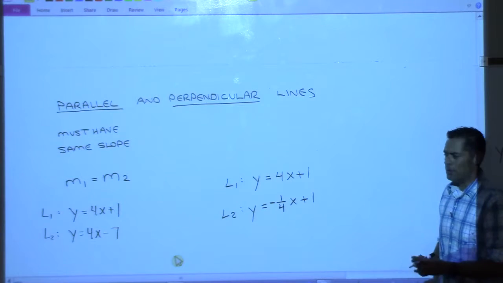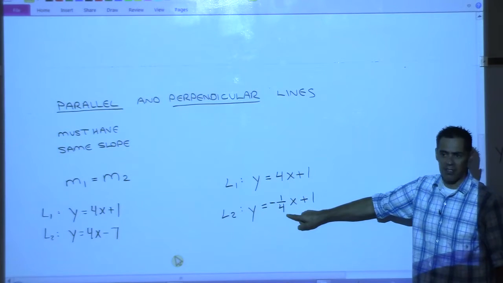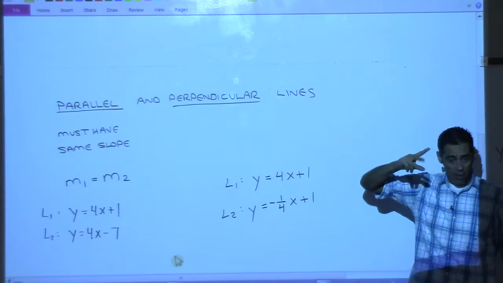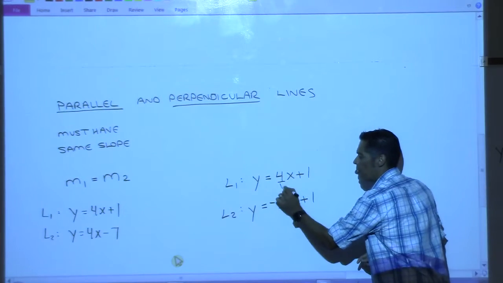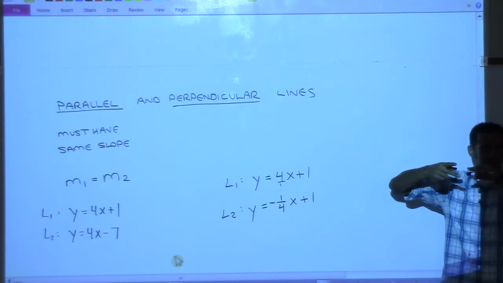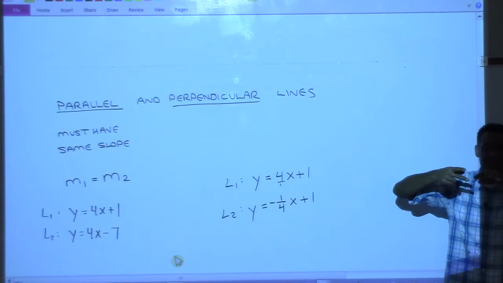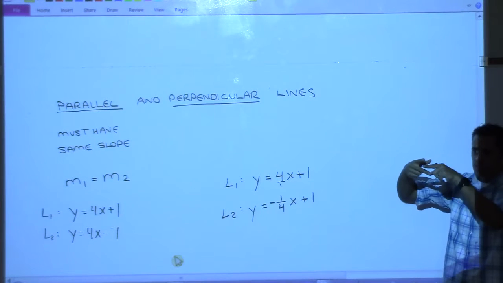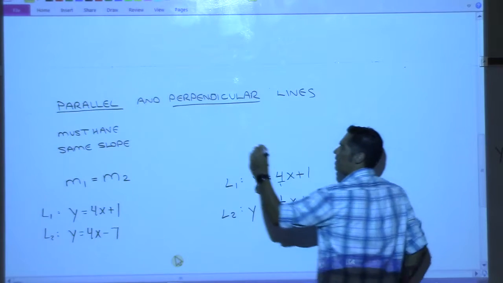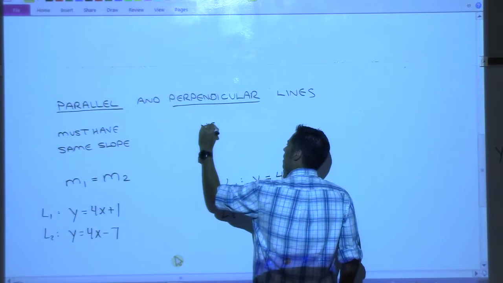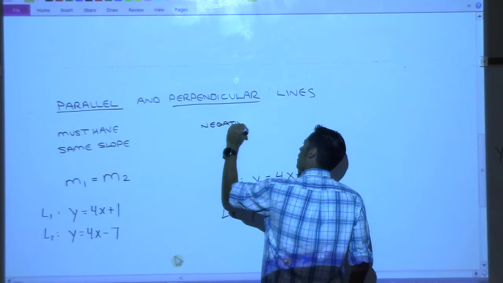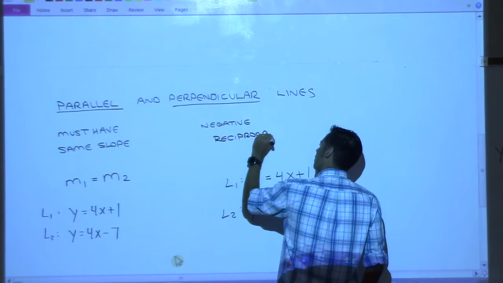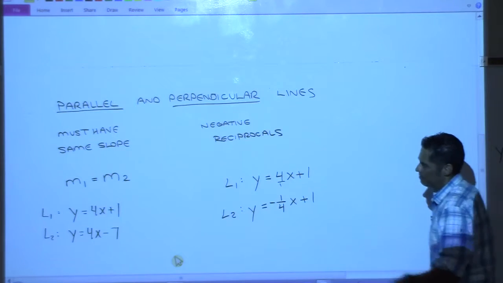So what did I do? If this one is 4, then this one has to be what? Negative. That one flipped over, right? So this is really 4/1. Flipped over and changed the sign. Okay? That's how you know two lines are perpendicular. The slopes are flipped and change the signs. So the way we say that is negative reciprocals. You don't need to worry about that. Okay, that's what it is.